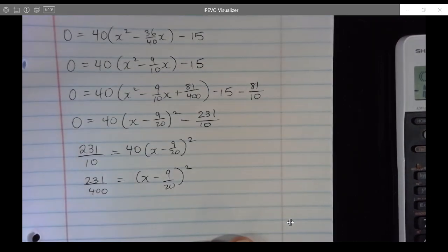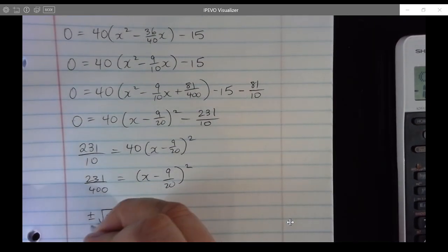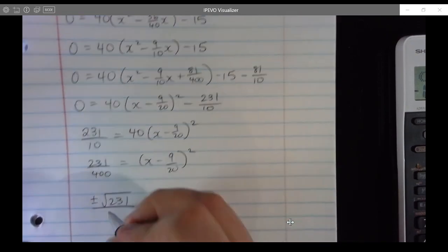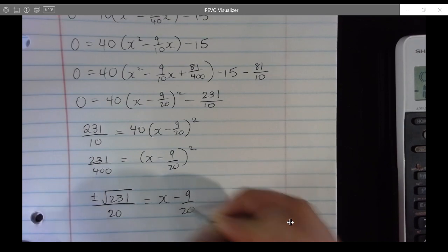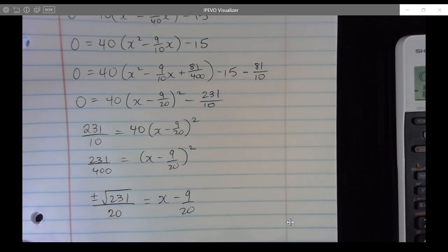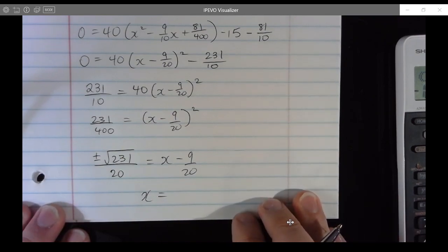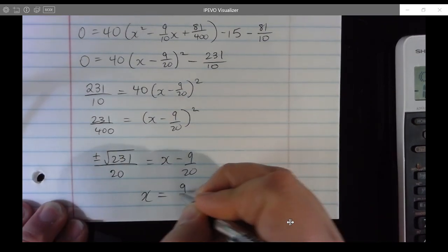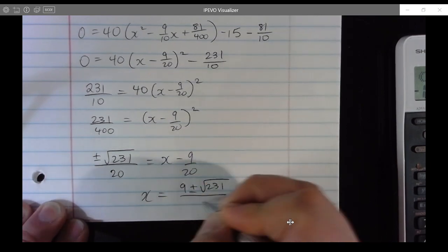I am going to square root both sides, leaving me plus or minus the square root of 231 over, and I know what the square root of 400 is, it's 20. And again, just like the last one, that kind of worked out nice because these two things have a common denominator. So I can say for my final answer, and you can see why I wanted you to take a whole page for this, it's 9 plus or minus the square root of 231 over 20.